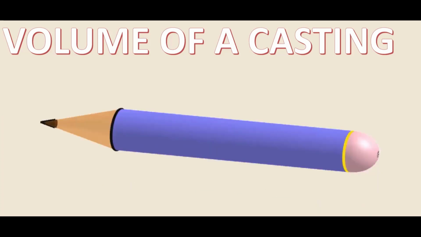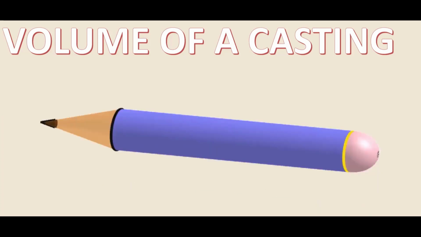Let's go. So today we are going to look at how to find the volume of a casting. Sometimes we are given an object that is made from material. After the casting, we may be required to find the volume of the materials used in this very object. So we are going to look at a typical example of a casting in the form of a pencil.